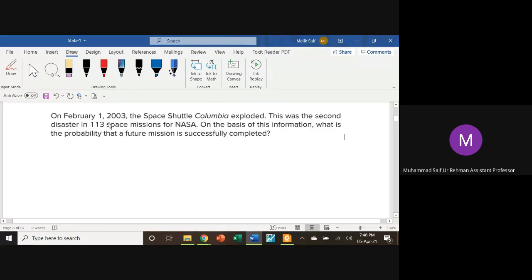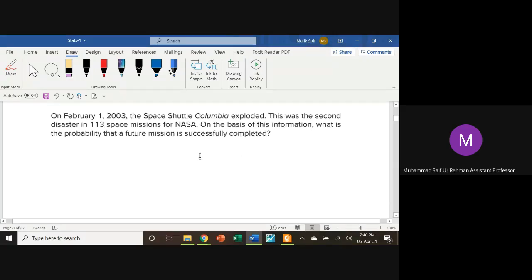On February 1st, 2003, the space shuttle Columbia exploded. This was the second disaster in 113 space missions for NASA. On the basis of this information, what is the probability that a future mission is successfully completed? Okay, so you can see that this is an entirely different situation.